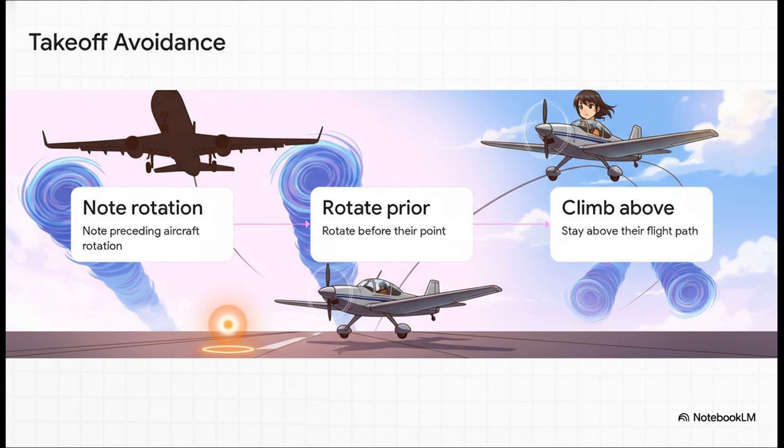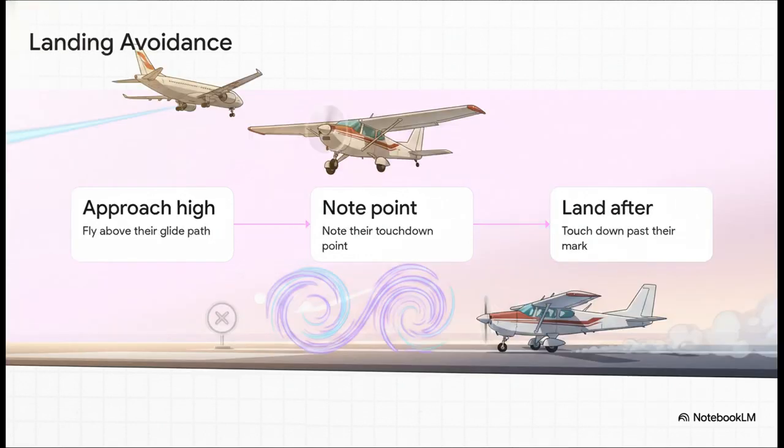Step 2, plan your takeoff roll so you rotate prior to their rotation point. And step 3, once you're in the air, you must climb above their flight path. Vortices sink over time, so staying above them keeps you up in the clean, safe air. Now let's contrast that takeoff procedure with the landing procedure. Wake turbulence effectively ends the moment the preceding aircraft's wheels touch down and they stop generating lift.